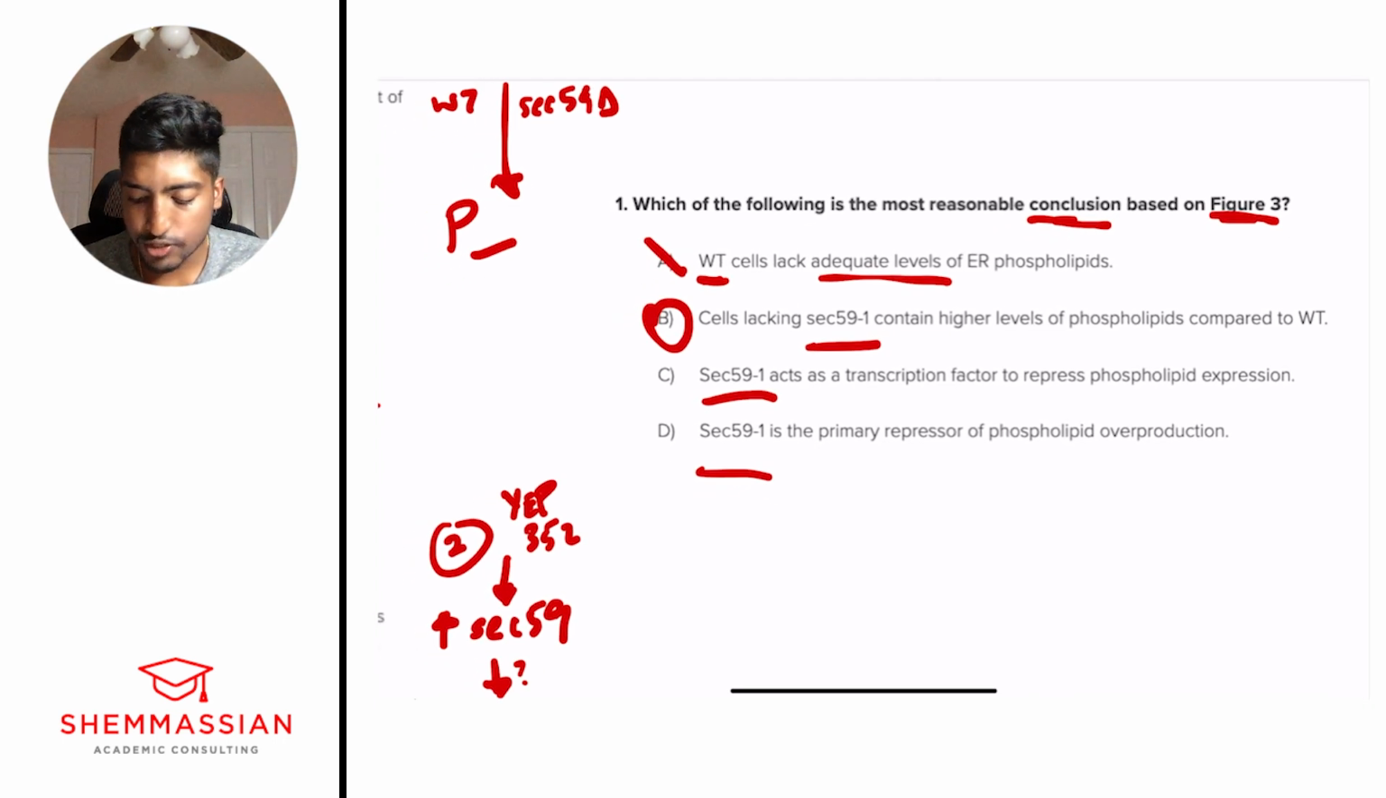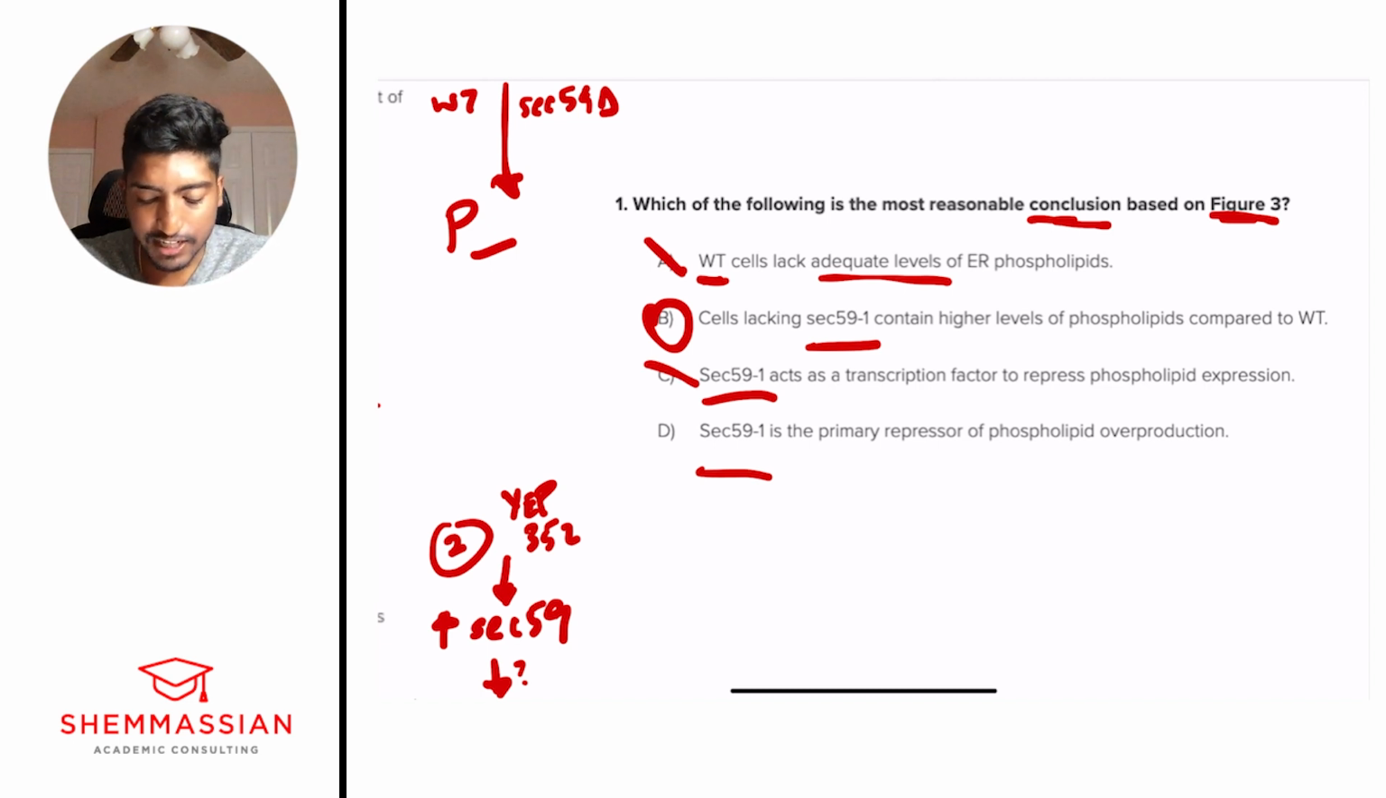C, SEC59-1 acts as a transcription factor to repress phospholipid expression. Okay, so that would result in increased SEC59 acting as a transcription factor. We don't know anywhere where it says that SEC59-1 acts as a transcription factor. So that could be true. It also could not be true. So we can eliminate C right now.